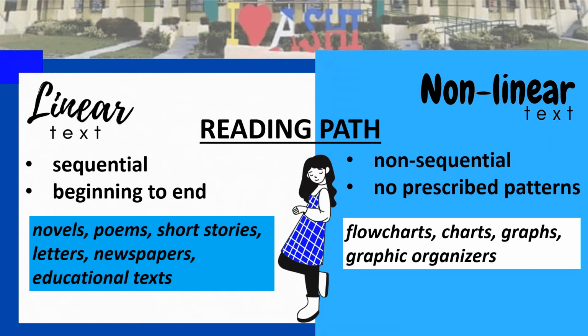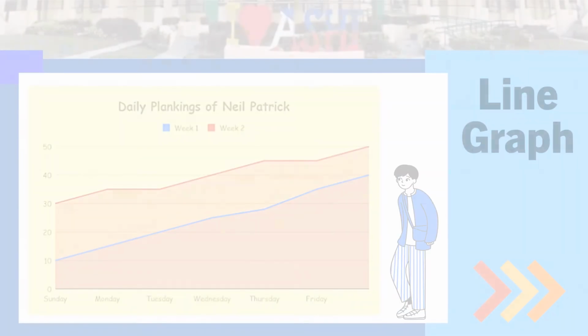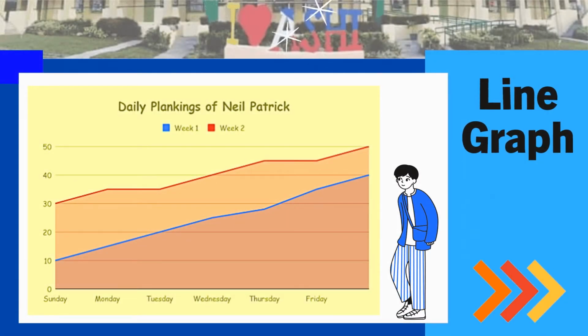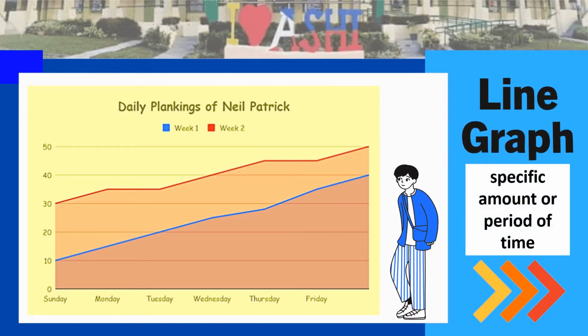Since we are pretty much exposed and already aware of the linear texts, let me show you then some of the most commonly used nonlinear texts. To start with, line graph. A line graph is a graphical display of data that continuously changes over a specific amount or period of time. The line or lines represent movement and may ascend or descend depending on the trend they show.